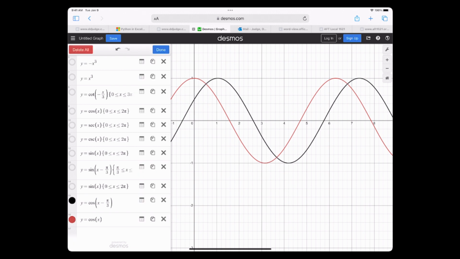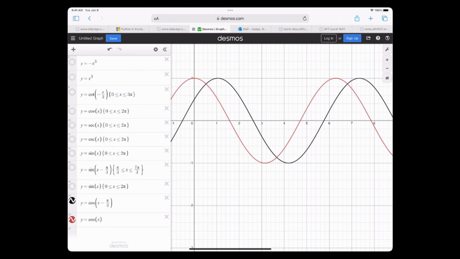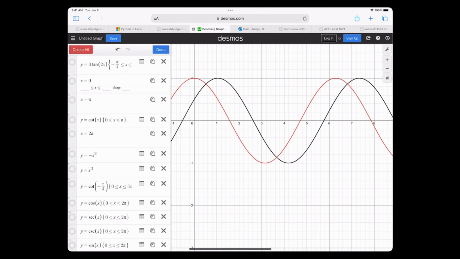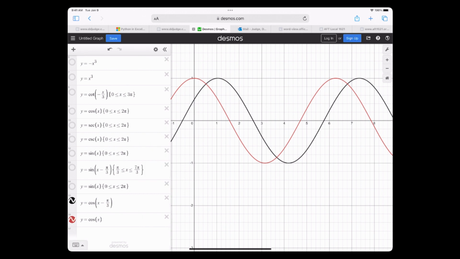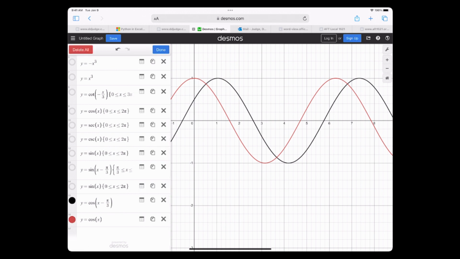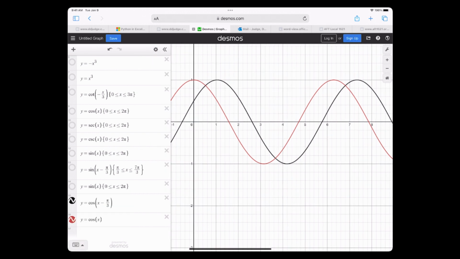I'm going to change the colors. Come on. Jeez.